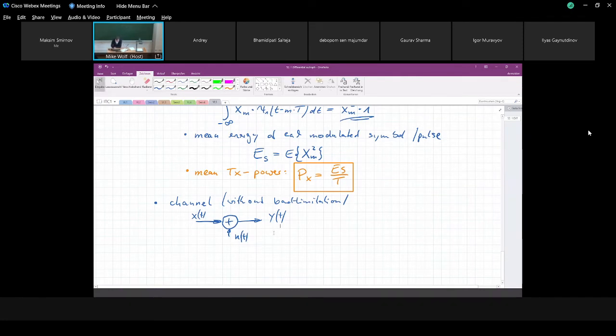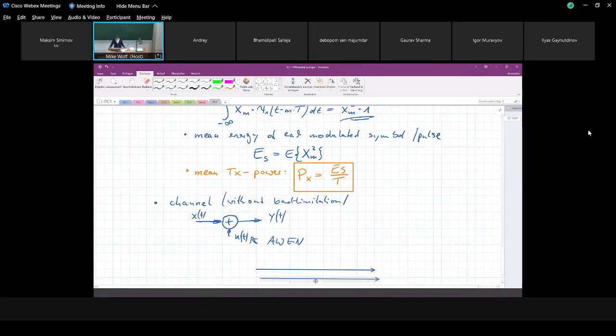And this n of t, this is our AWGN, additive white Gaussian noise, but continuous time, as you see, n of t, right? So we know it's Gaussian distributed, but we cannot talk about the noise power because this depends on the bandwidth of our receiver. So we assume that this white noise means at any frequency we are looking, we measure the same power spectral density.